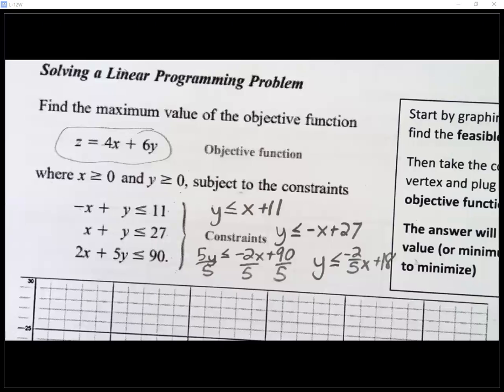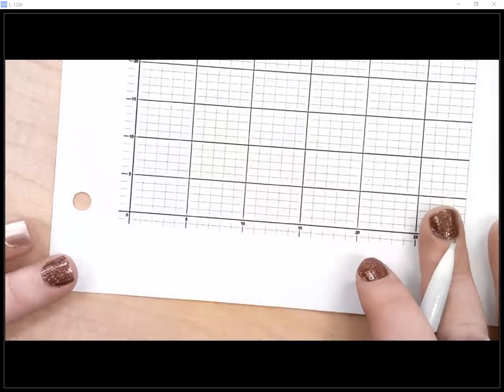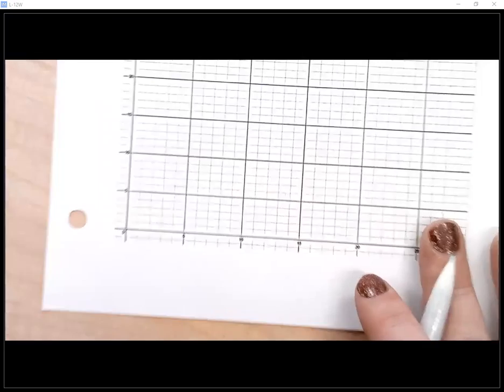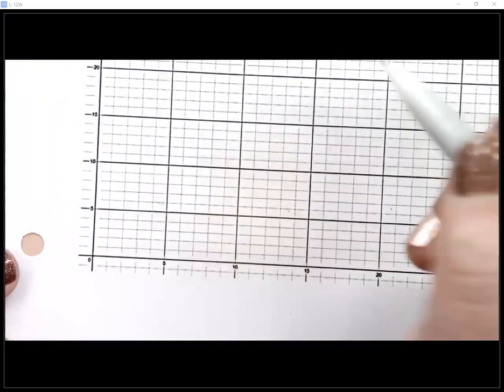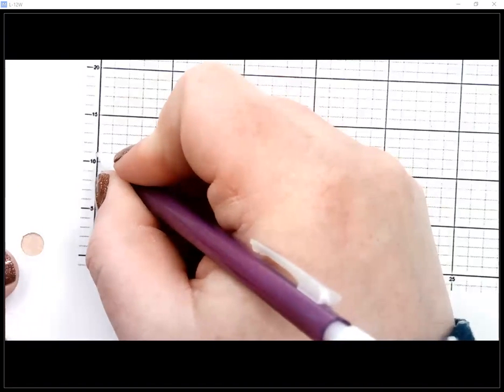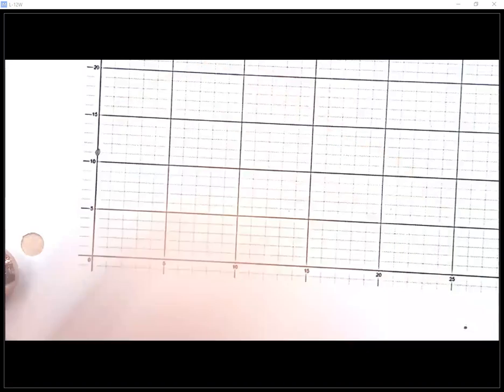Let's see how we do. So I need to start for the first one. I'm gonna start at 11 and my slope is 1. Make sure you're always paying attention to the scale. So it looks like the scale is 1 and 1 on both sides, so that's good. All right, so we're gonna start at 11 on my y-axis, and I'm going up 1 over 1.